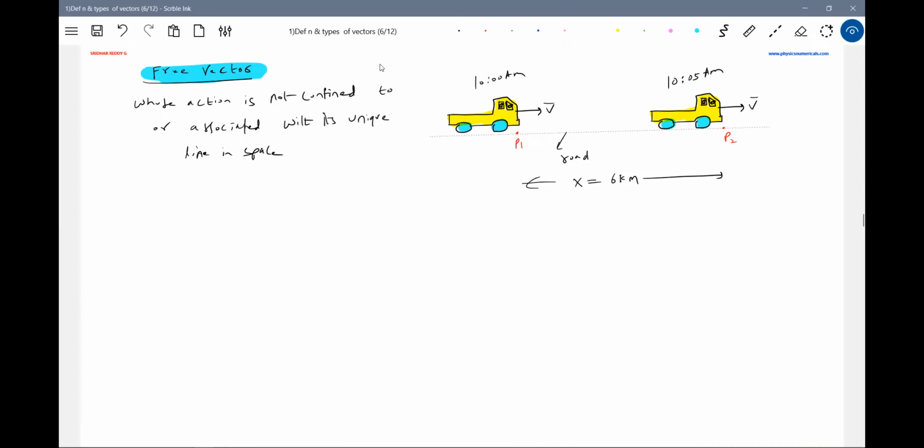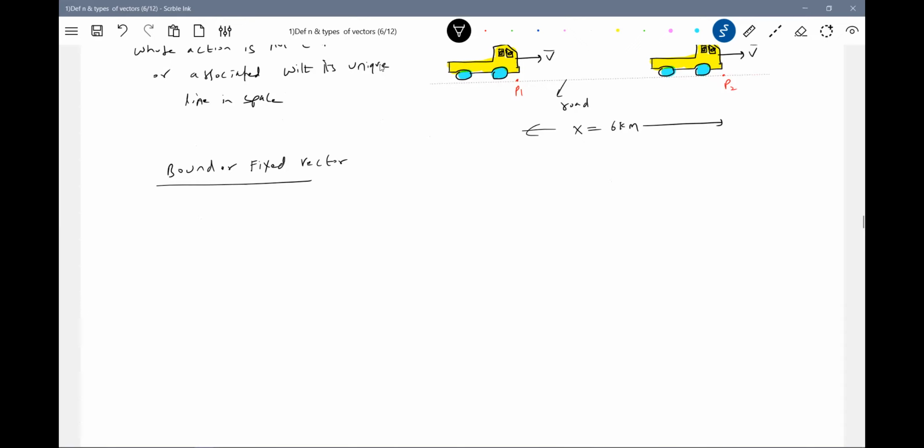Most of the mechanics, the first part of mechanics that we discuss, will be of free vectors only, like velocity and acceleration. In the later part, when we go for rotational mechanics, we will do some problems on the other vectors called a bound vector, or bound or fixed vector. So what is the basic definition of it?